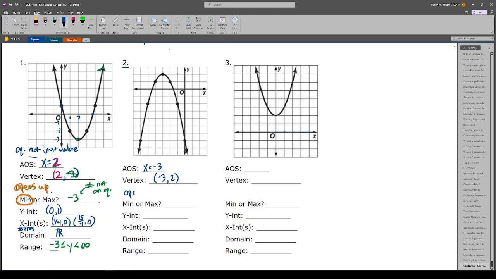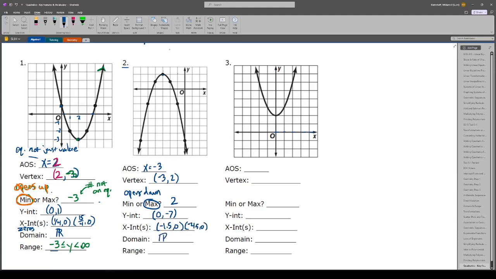This graph opens down. Opening down always corresponds with a maximum value because there's a highest point, and that maximum value has to be the same as the y coordinate of the vertex, which is 2. Our y-intercept here is at -1, 2, 3, 4, 5, 6, -7, so we write that as 0, -7. Our x-intercepts, again, are in between numbers. It looks like they are approximately -1.5, 0, and -4.5, 0.